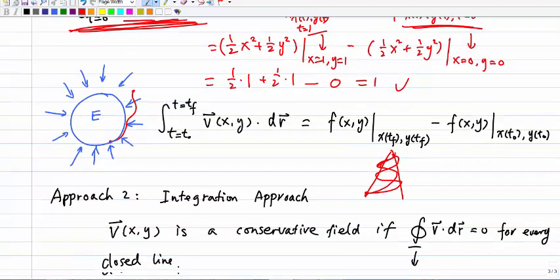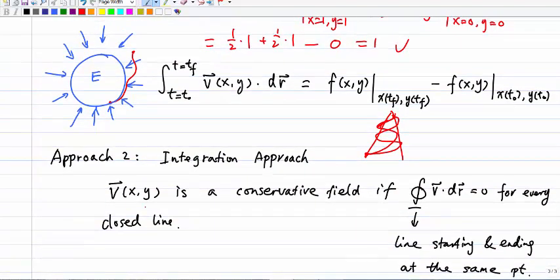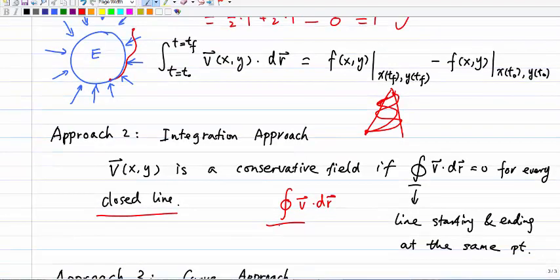Okay. The second approach is called the integration approach. If V is a conservative field, the integration is equal to 0 for every closed line. When I do the integration of this notation, I mean the line starts and ends at the same point. So you sort of have a circle. You're starting and ending at the same point.